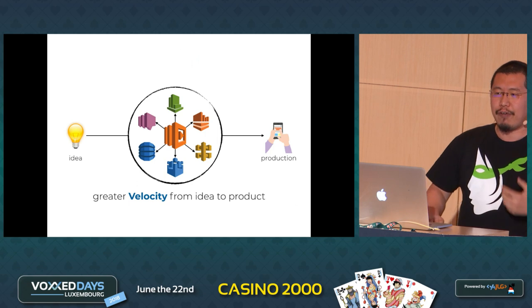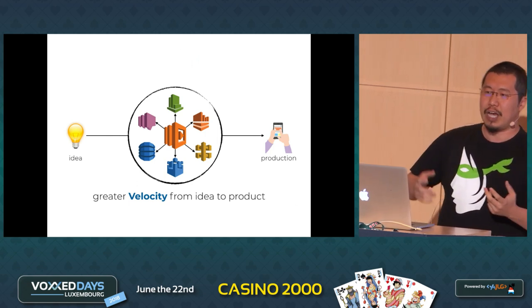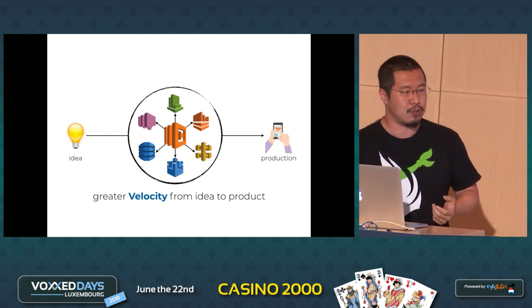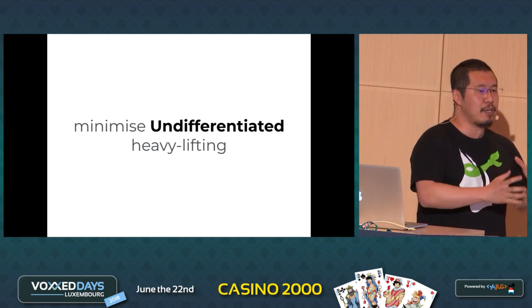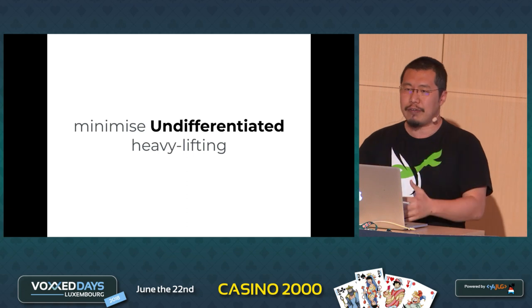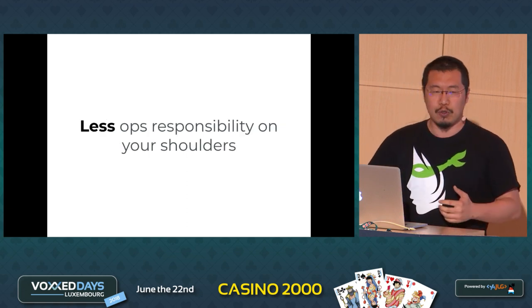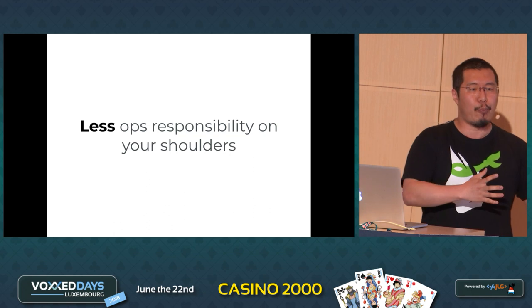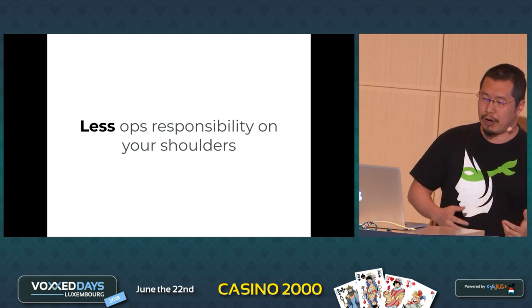So in turn, you get far greater velocity from having an idea to having something actually running in production, because you minimize the amount of undifferentiated heavy lifting that you and your team have to do in terms of setting up servers and managing them. And once things are running, you have less operational responsibility on your own shoulders as well.